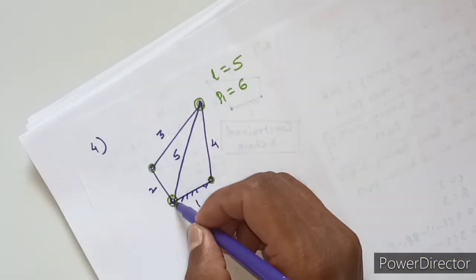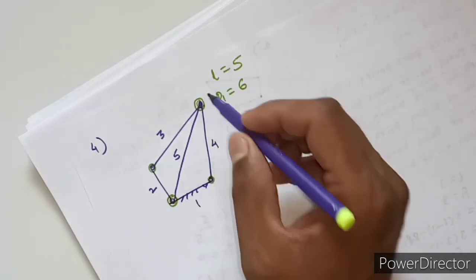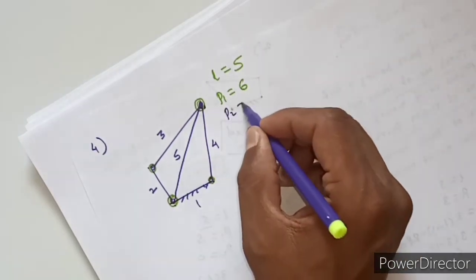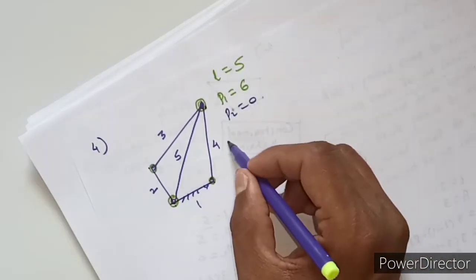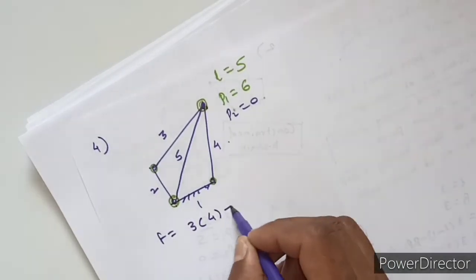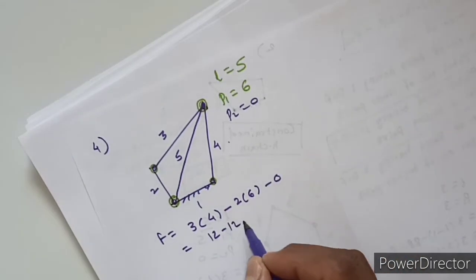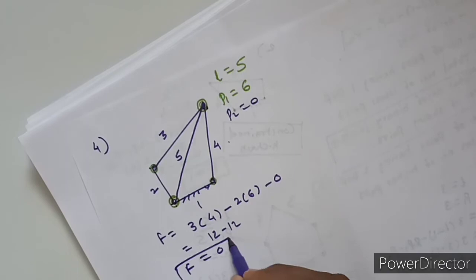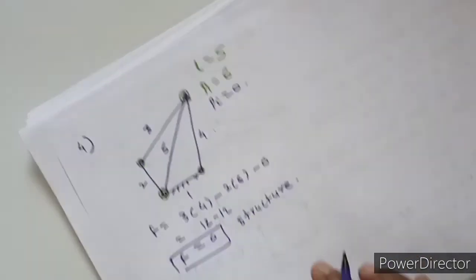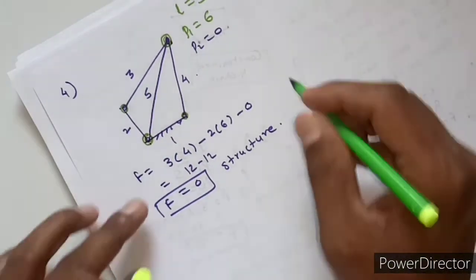Because these are ternary joints where 3 links are connected, each ternary joint corresponds to 2 binary joints. So 1, 2, 3, 4, 5, 6, and the number of higher pairs is 0. So the degree of freedom F equals 3 times (L minus 1) minus twice P1 minus 0, equals 12 minus 12, equals 0. So this is again a structure. We'll take one more example.